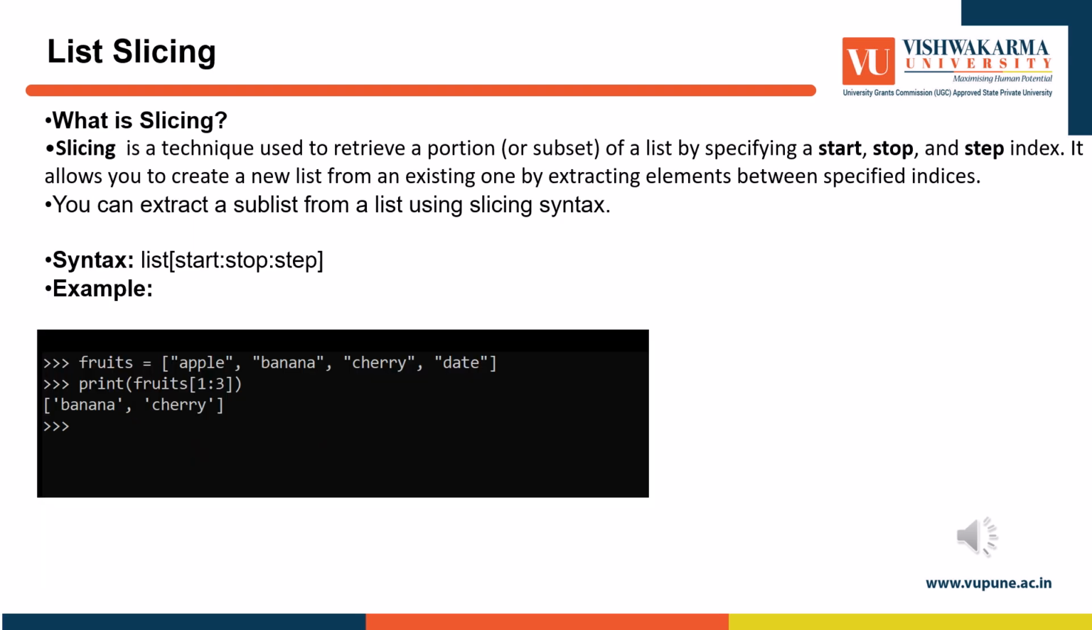List slicing. What is slicing? Slicing is a technique used to retrieve a portion or subset of a list by specifying a start, stop, and step index. It allows you to create a new list from an existing one by extracting elements between specified indices. You can extract a sublist from a list using slicing syntax. Below is the syntax and example given.